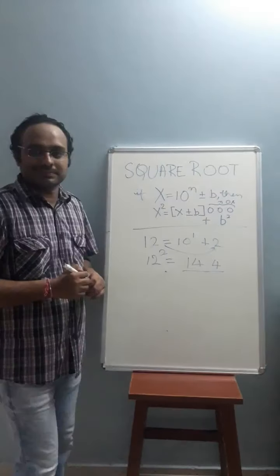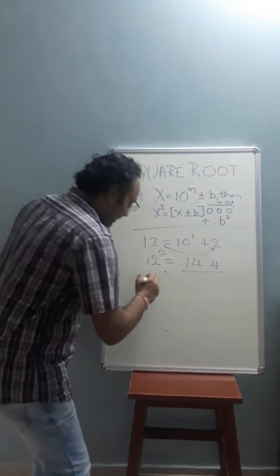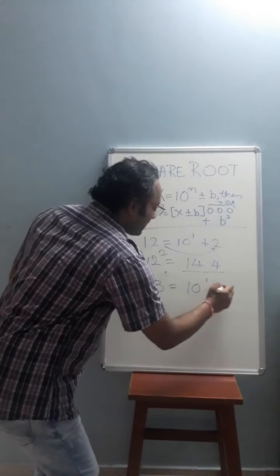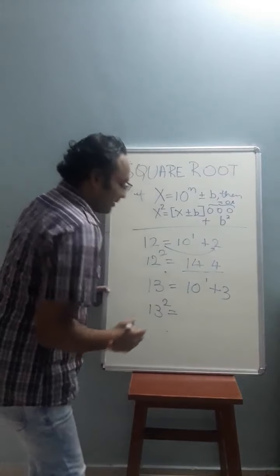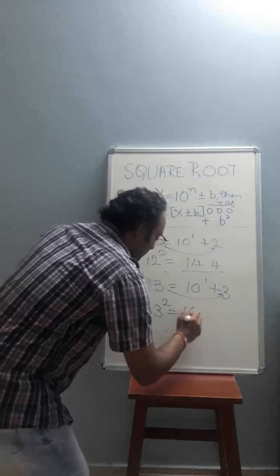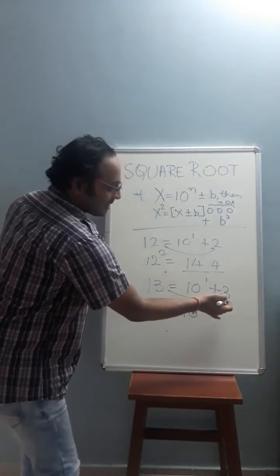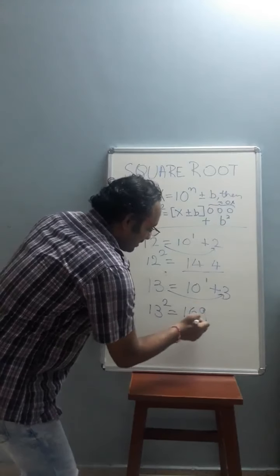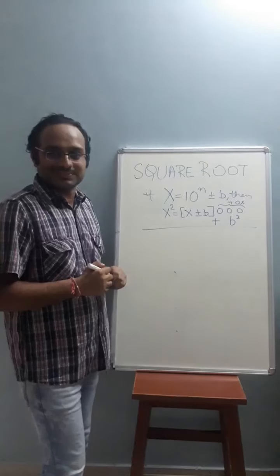This is my answer. Let's say I want to find the square of 13. 13 is equal to 10 to the power of 1 plus 3. So 13 square is 13 plus 3, 16, followed by 3 square. 3 square is 9. 9 in one digit format is by default 9. So 16 followed by 9, it is 169, which is our answer.